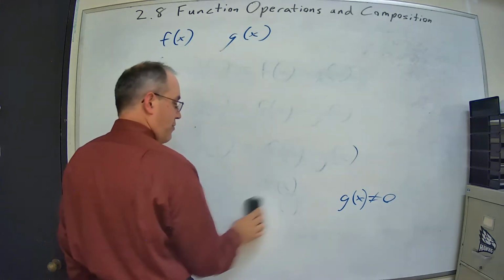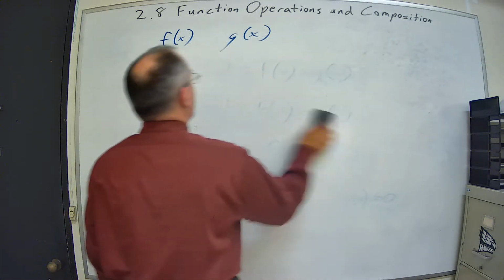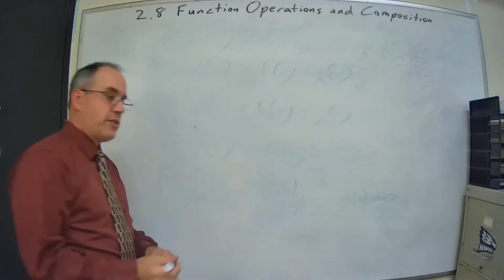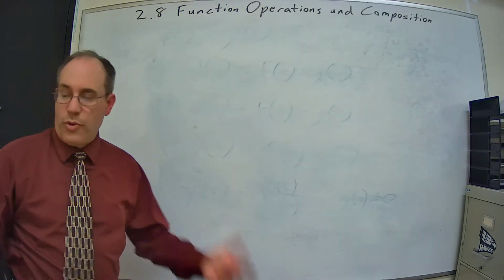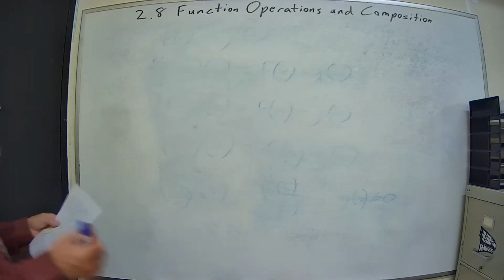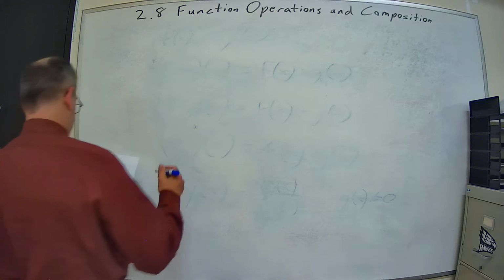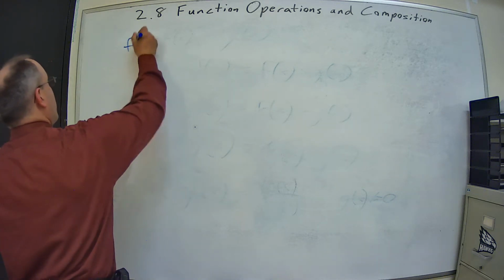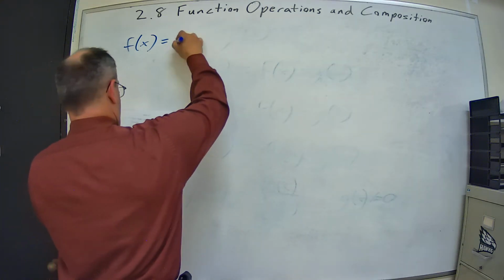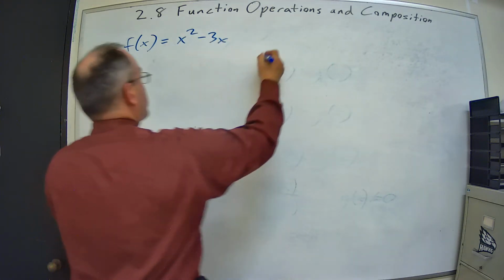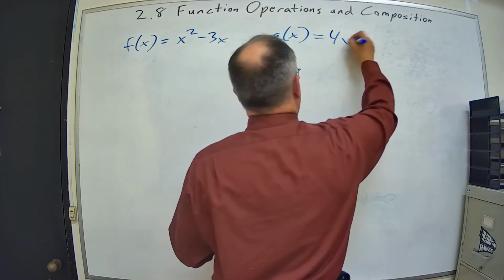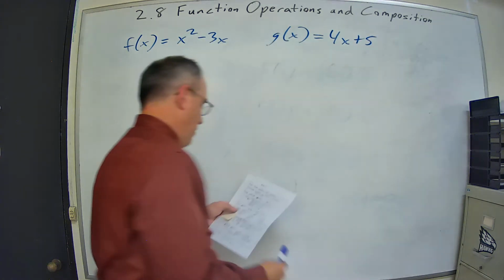And I actually could have left most of that there, but I'll just erase the whole thing and start further over just to give us more space. So we're going to grab two functions. I'm going to grab two that I've already selected just because it gives a little more variety to it. f of x is equal to x squared minus 3x, and g of x is equal to 4x plus 5.